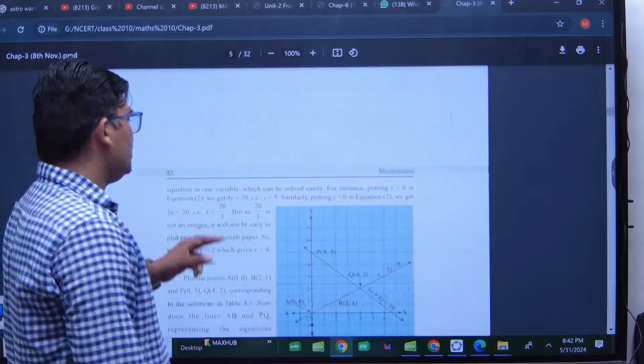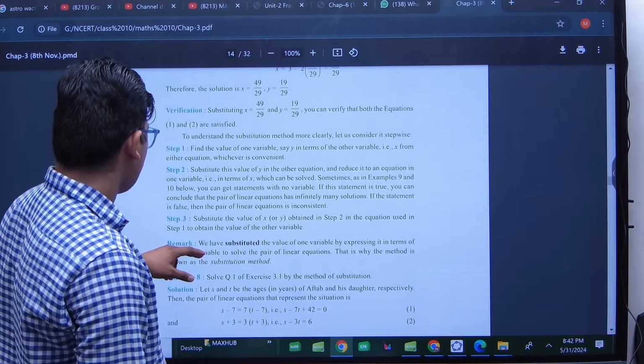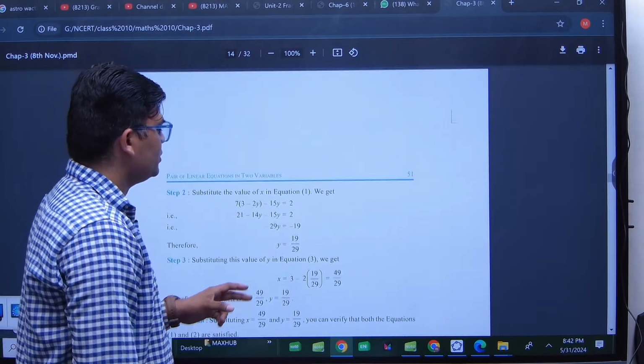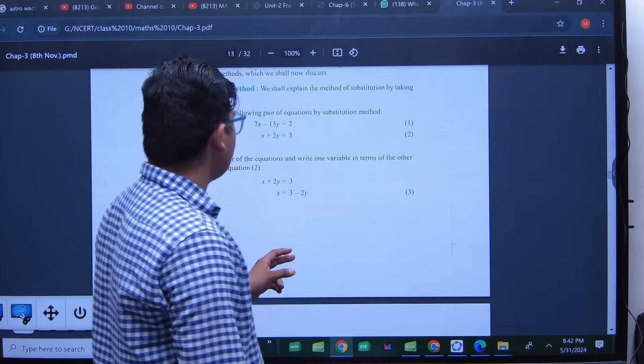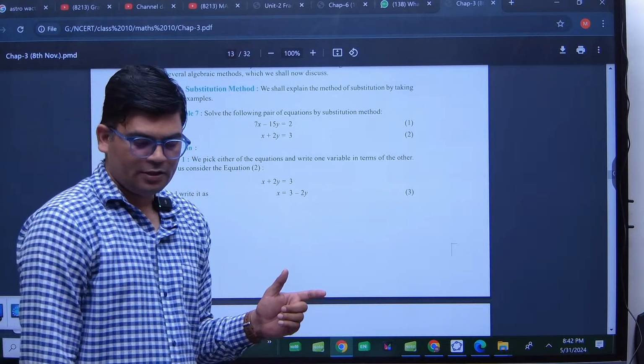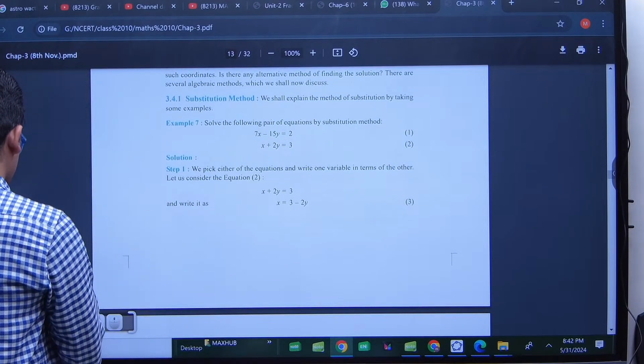So today we will learn how to solve these pairs of equations. There are three methods. One is the substitution method, one is the elimination method, and one is the cross multiplication method. So we will learn each method one by one.